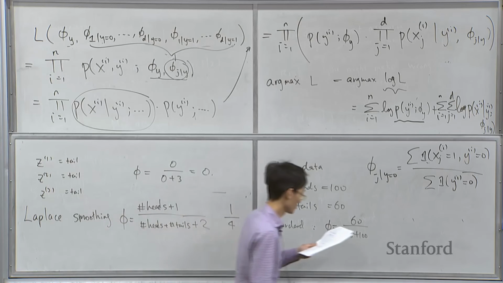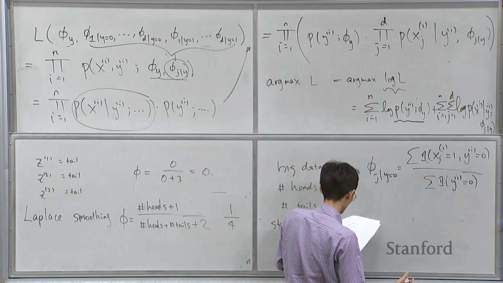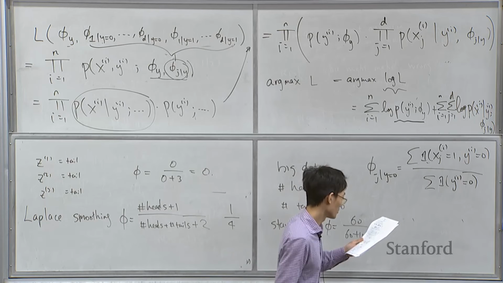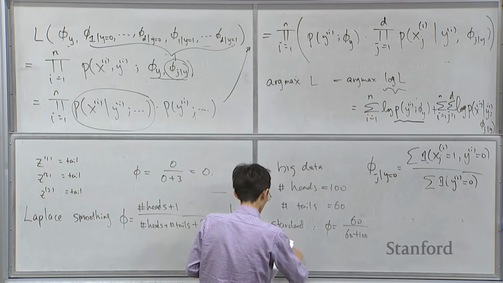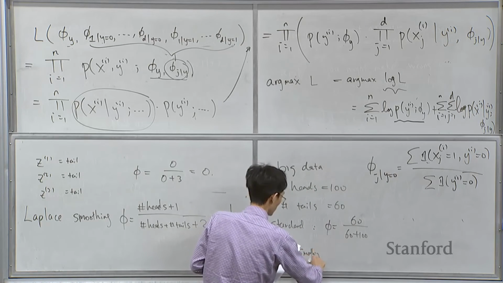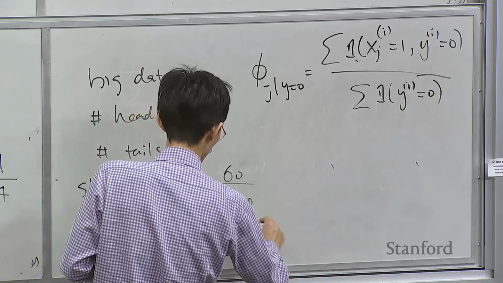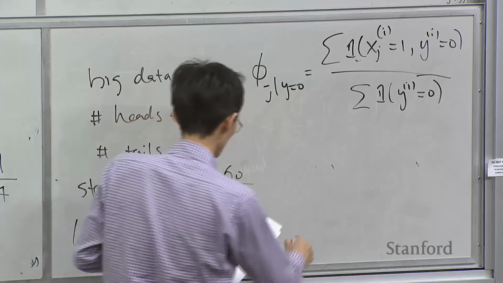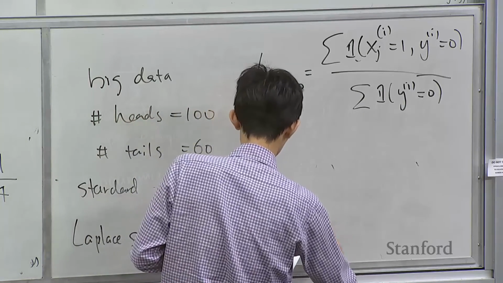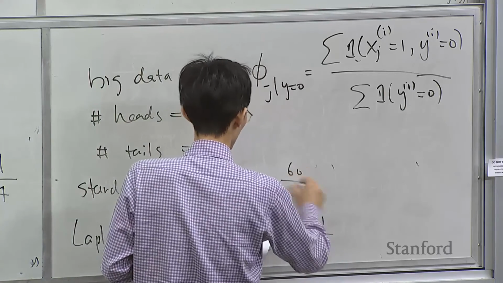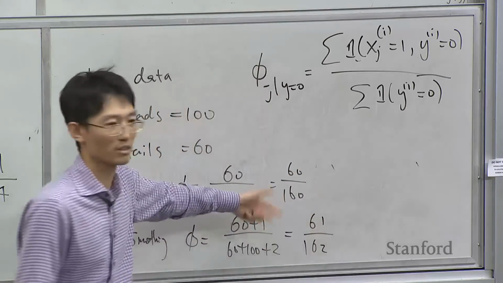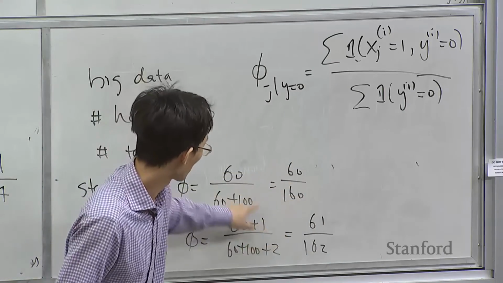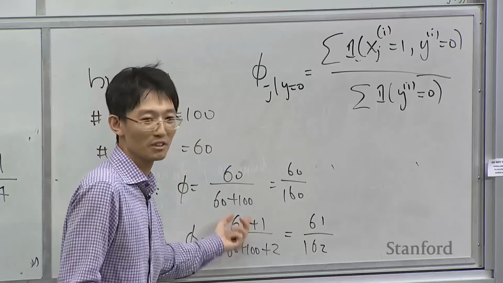And if you use the Laplace smoothing, then this phi will be 60 plus 1 over 60 plus 100 plus 2, which is 61 over 162. Compare this with 60 over 160. These two are very similar, because whatever you change here, the 1 and 2, doesn't really matter that much, because the dominating terms are the 60 and 100.